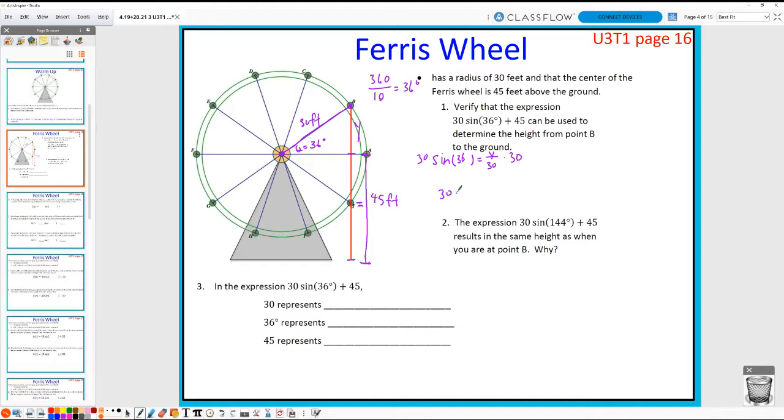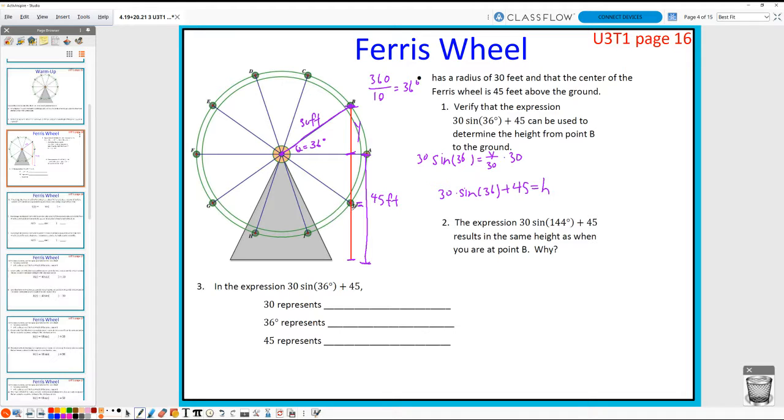Now, because I do need to add, all we've found so far is this piece, which is not the whole piece. That's just y. I need to add that 45 in there as well. That's going to give me my total height. Now, it doesn't ask us to calculate it, just to verify to see if that's true or not, and we see that this is in fact true.